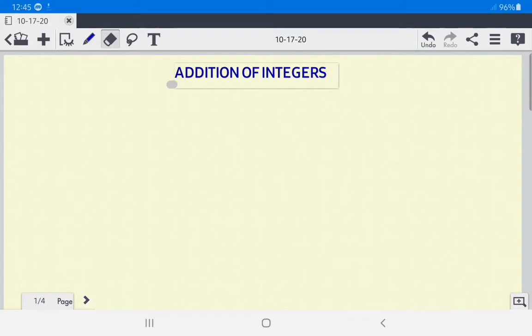Hello everyone, today we're going to discuss addition of integers.